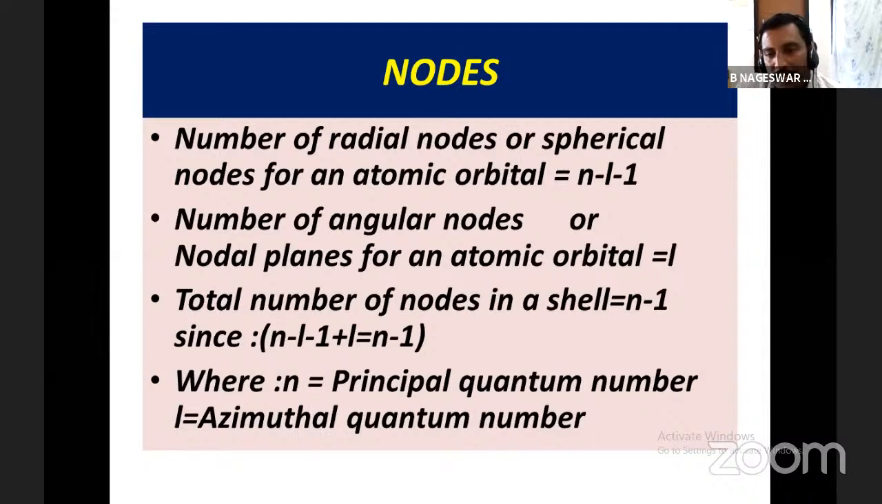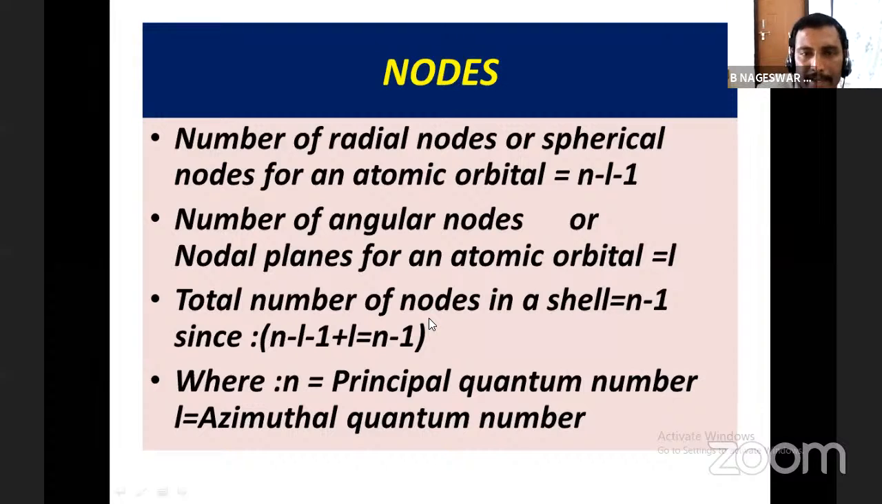Total number of nodes in a shell: how do we find it? The total number of nodes is the total number of radial nodes plus the total number of angular nodes. So we get n minus l minus 1 plus l. Minus l and plus l cancel, and finally we get only n minus 1. This is the formula for the total number of nodes in a shell, that is n minus 1. The meanings of n and l are already given here.